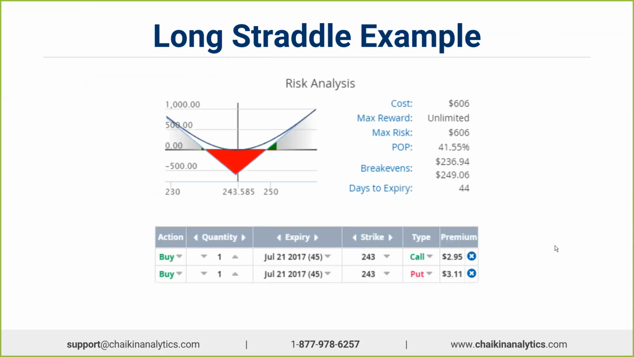So here's a long straddle example. In this case, I looked at buying both a call and a put at the 243 strike on the SPY. You can see it would have cost me $606. I would have needed a move big enough to cover both sides for this to work, right? So it would have needed to either move up a certain amount to get it to break even, or down a certain amount. You'll notice that my break even points are on either side of it right here. Your max loss is if it doesn't go anywhere.